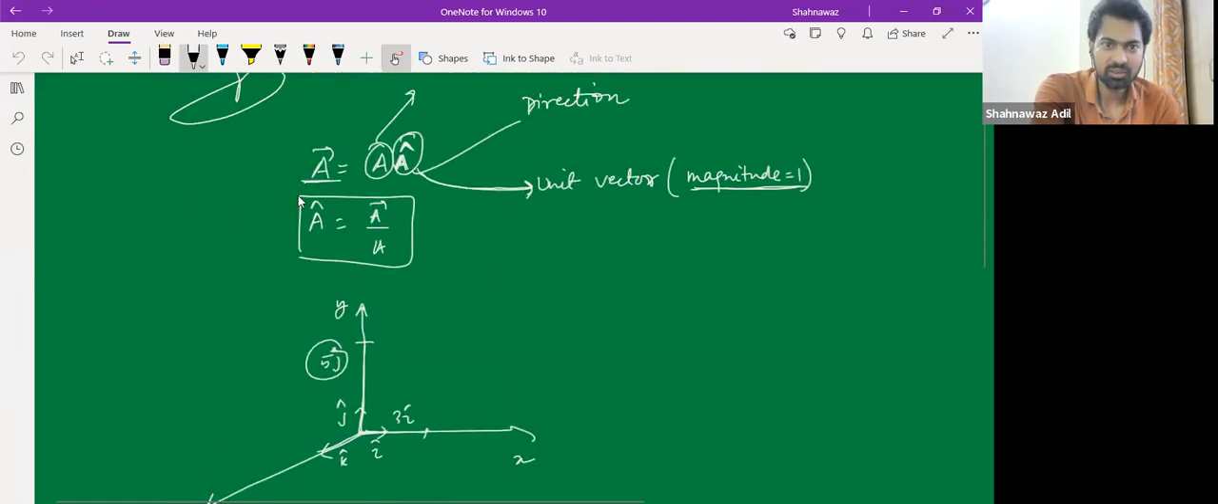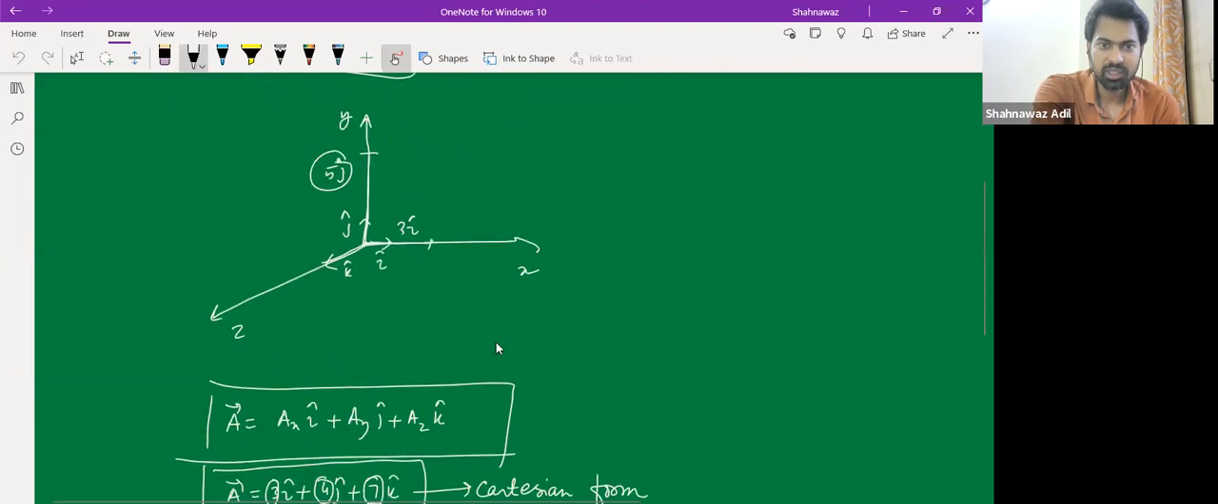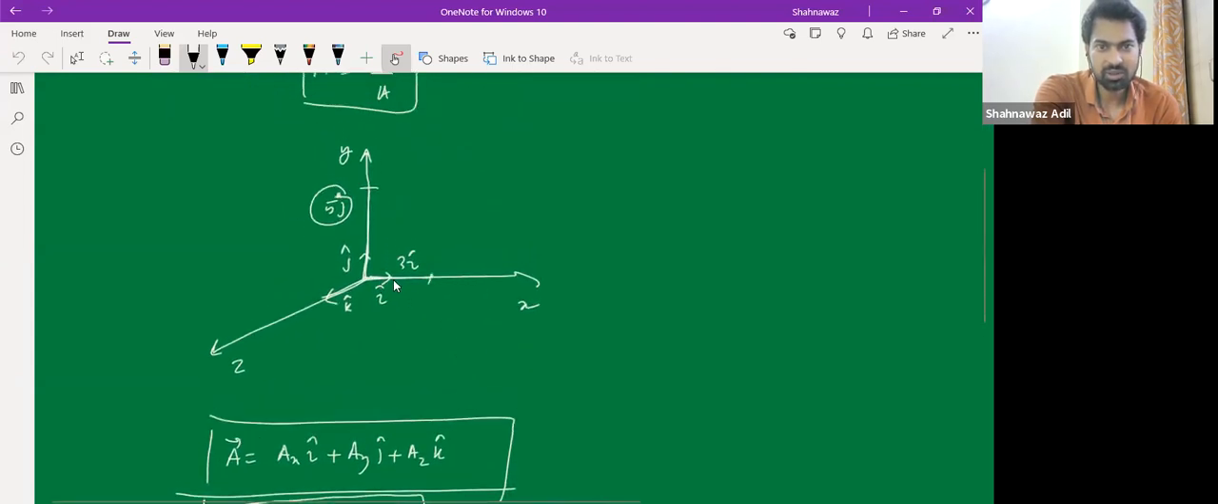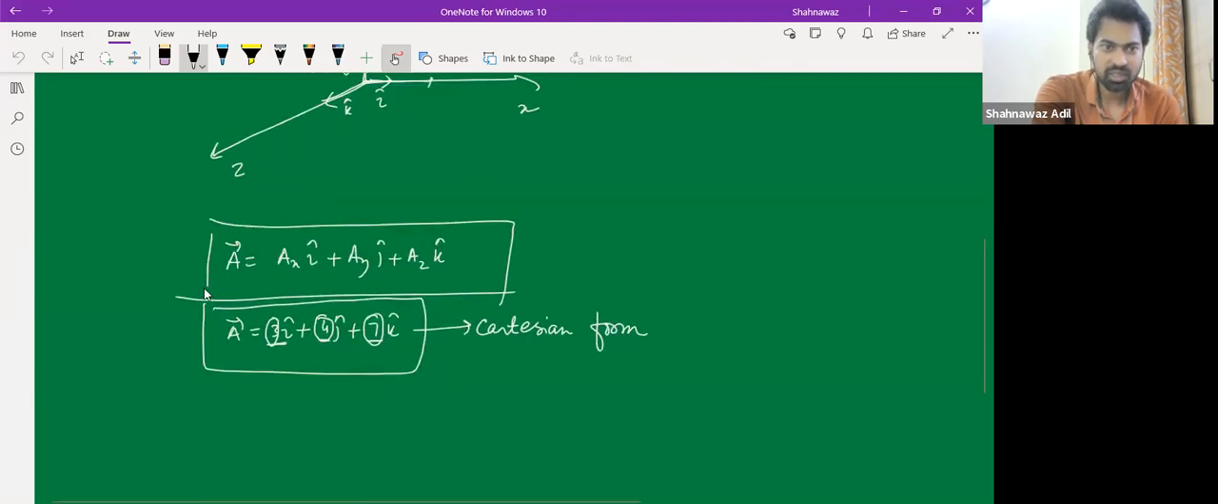This unit vector, we can write as the vector divided by its magnitude. In the x direction, the unit vector is called i hat. In the y direction it is j hat, and in the z direction it is k hat. So we can write any vector in the form of x component, y component, and z component. This part you guys have learned.